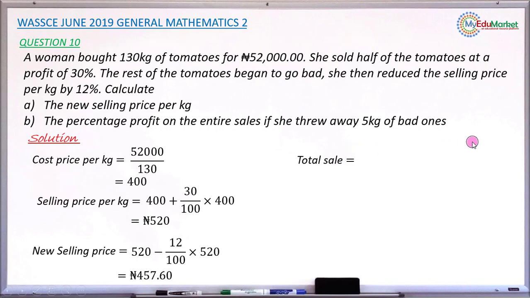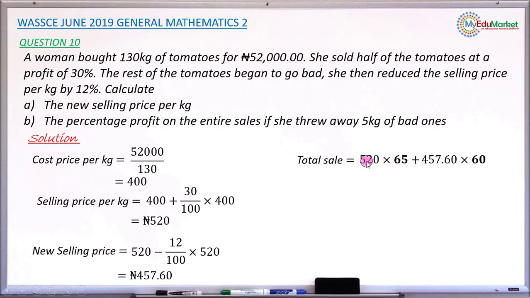For the total sale, the woman was able to sell half of those tomatoes at this 30% profit, that is at 520 naira per kg. You now have 520, the selling price at a 30% profit, multiplied by 65, that is half of those 130 kg. Plus the new selling price multiplied by 60. Actually, the remaining kg will be 65, but she threw away 5 kg of them. So that makes it 60 remaining. So it's 60 kg that she was able to sell at this new price.